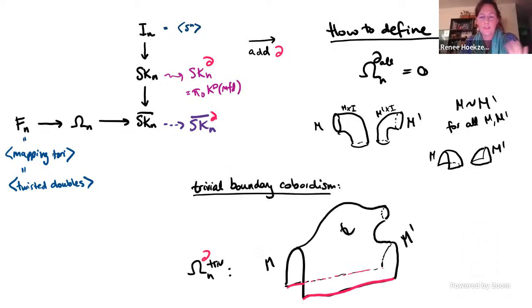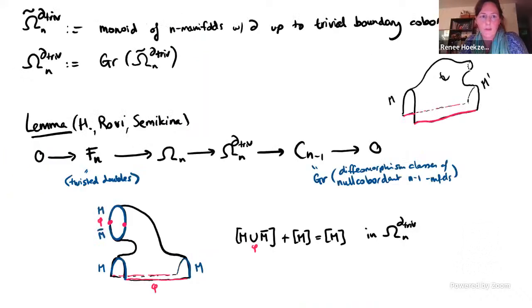So what we want to do is something similar to what we did for the SK boundary case, which is preserve the boundary. So we use trivial boundary cobordism. That's a cobordism that on the boundary is a mapping cylinder, so is diffeomorphic to an interval. So now we can define omega tilde to be the monoid of n-dimensional manifolds with boundary up to this trivial boundary cobordism. Again, we have to group complete in order to make this a group. And if we do this, we have the following 4-term exact sequence.